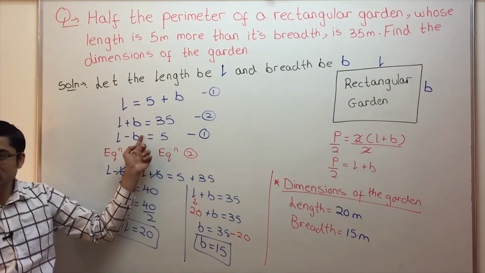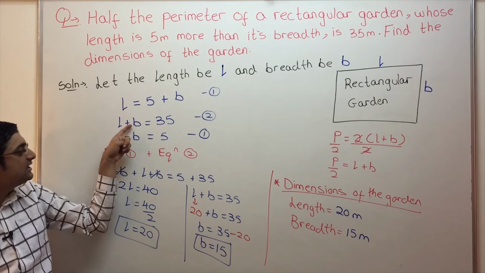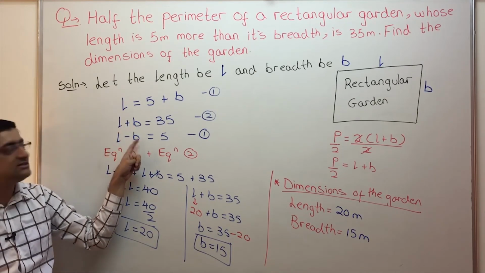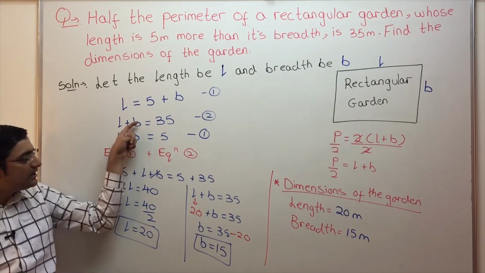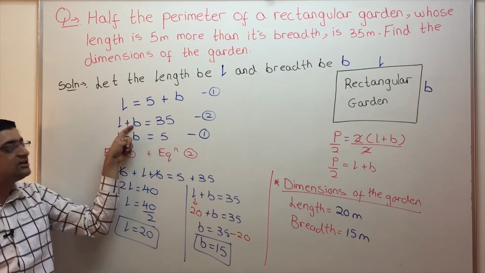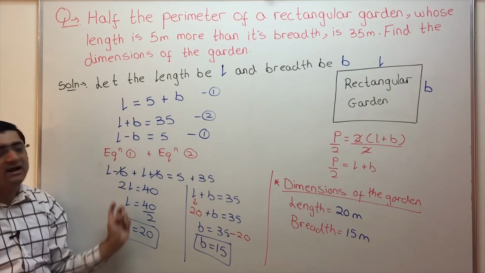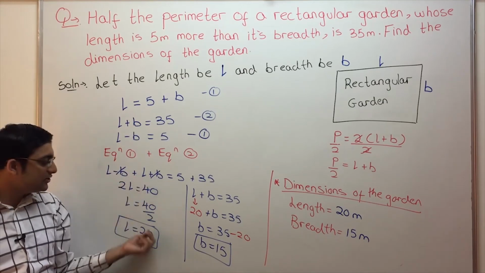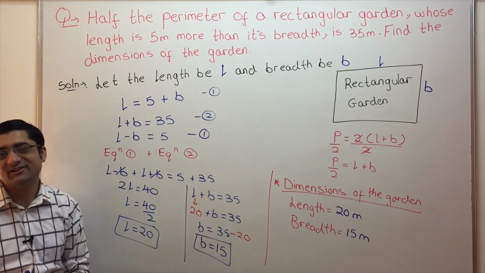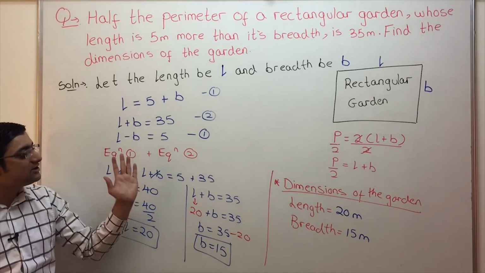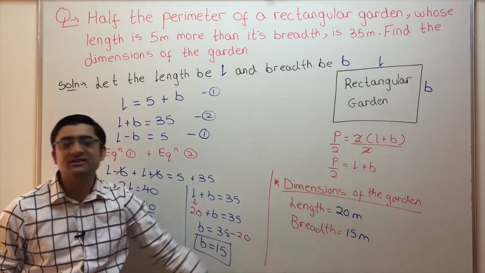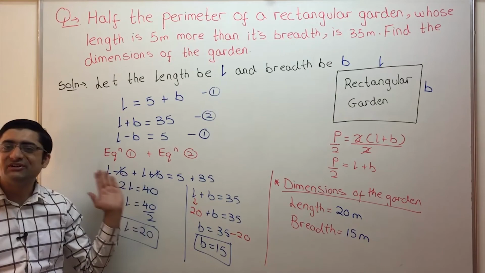We have two equations and two unknowns. Solve them. As you can see, the coefficient of B is same and opposite sign. Here +1, -1. So whenever you have a pair of equations in which coefficients are same but of opposite sign, simply add the two equations. So we eliminate B, solve for L, substitute L, get the value of B, right? So the length and breadth of this garden are 20 meters and 15 meters respectively. So this is how you solve this question.